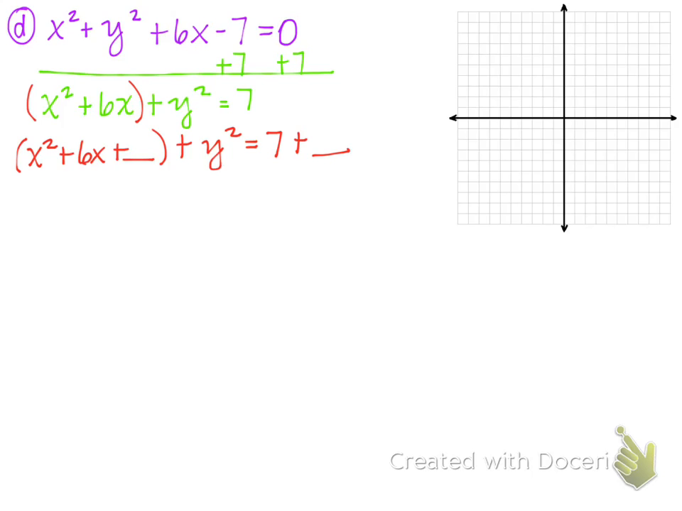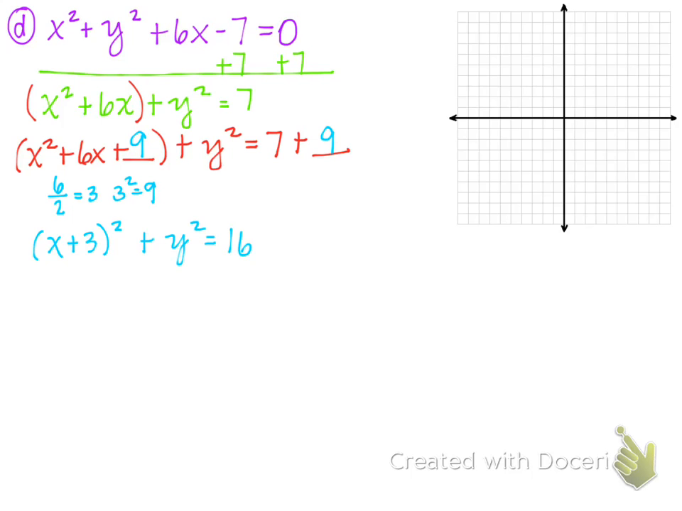So now, let's figure out what we're adding. So we take our b, which is 6, divide it by 2, and we get 3. We square 3, and we get 9. So we're going to put a 9 here, as well as a 9 here. So when we factor this, we get x plus 3 squared plus our y squared, and then when we add, we get 16. Now, this is in standard form.